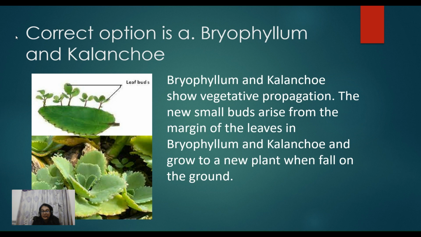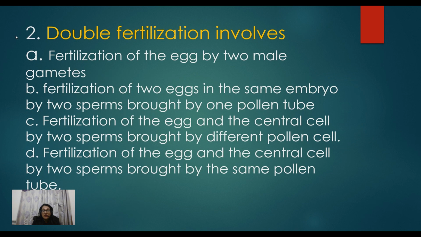So let's move to the next question. This is quite an easy one. You are supposed to tell what double fertilization involves: fertilization of the egg by two male gametes, fertilization of two eggs in the same embryo sac by two sperms brought about by a single pollen tube, fertilization of the egg and the central cell by two sperms brought by different pollen tubes, or fertilization of the egg and the central cell by two sperms brought by the same pollen tube.